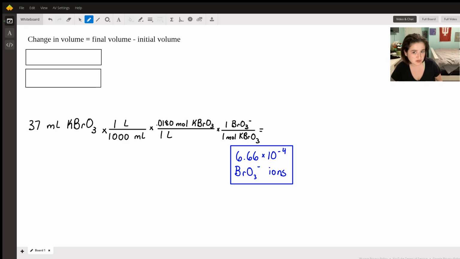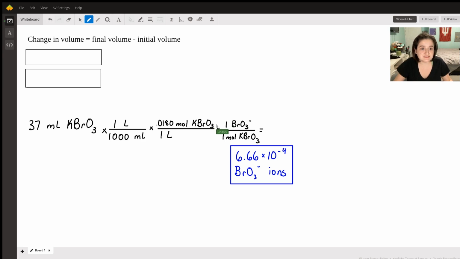If it is krypton bromate, you can use the exact same formula. Nothing changes because we're not actually using the krypton in this. But so to start off, we need to figure out our change in volume. You said final is 37 and initial is 0. So final minus initial is 37 milliliters of, I'm going to go with potassium bromate. The same thing will work.